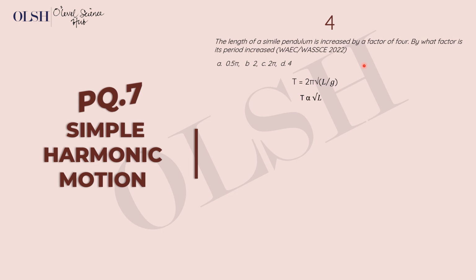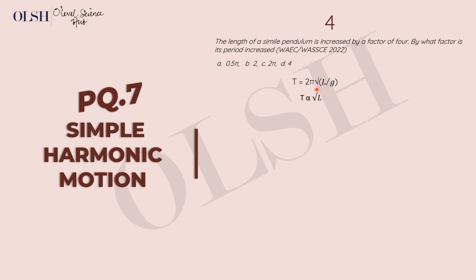So what we're going to do here now is avoid all the other parts of the equation and take into cognizance the proportionality between T, the period, and L, the length. Because that's all we need to solve this question. So we know that T is directly proportional to root L.